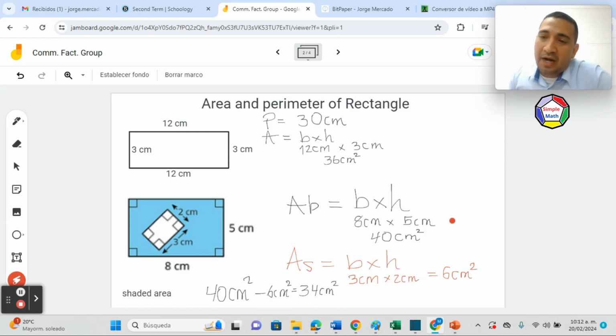All right, now I will invite you to solve an exercise based on this explanation, and the exercise is going to be about shaded area.